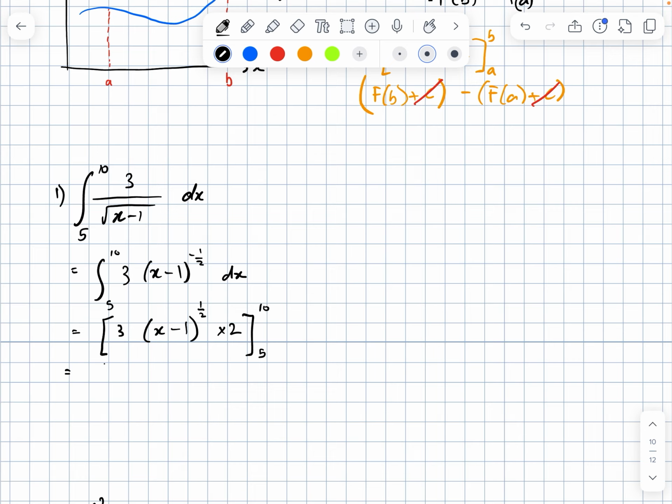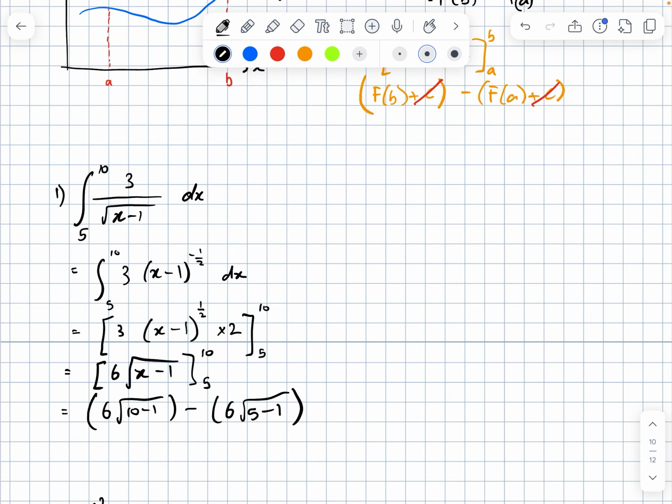Simplifying before substituting is always a good idea. 3 times 2 is 6. And instead of having a power of half, I'm going to rewrite that as a square root. I think it's just easier to see what's going on. Between 10 and 5. Substituting out those limits, we get the first one, 6 times the square root of 10 minus 1, minus the second one, 6 times the square root of 5 minus 1.